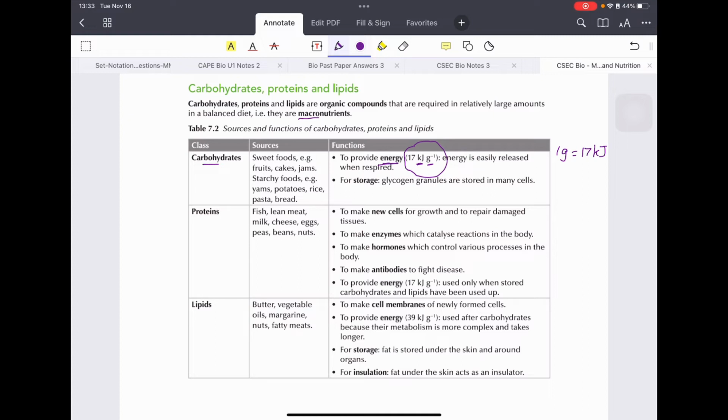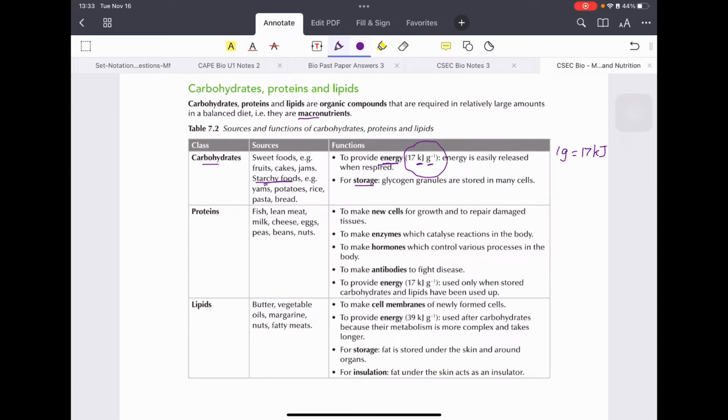They are also important in storage. Glycogen granules store carbohydrates in animal cells, and starch stores carbohydrates in plant cells. That's why we could get it from starchy foods, right? Always remember that. Plant cells have starch. That's where we get starchy foods from.